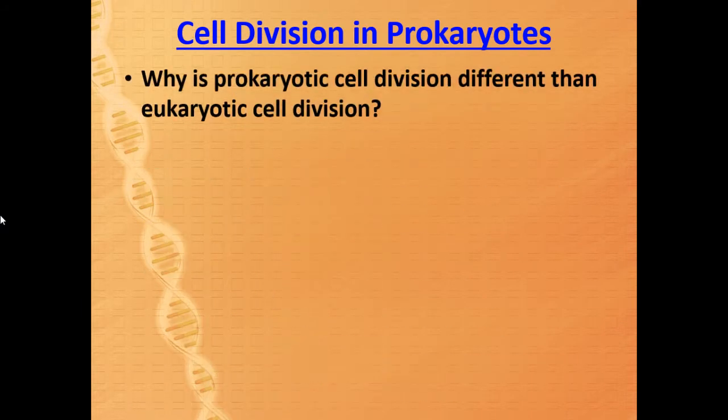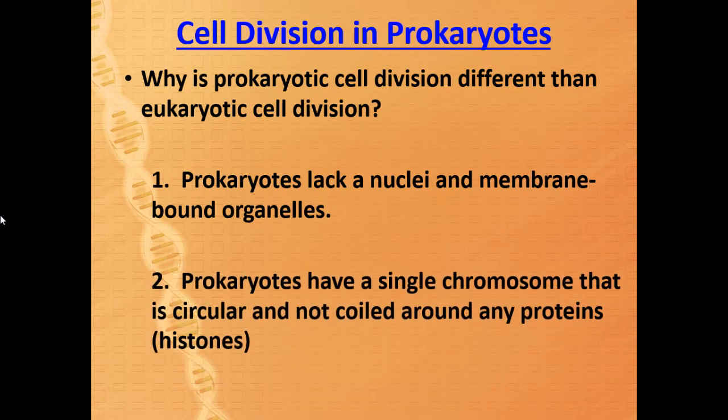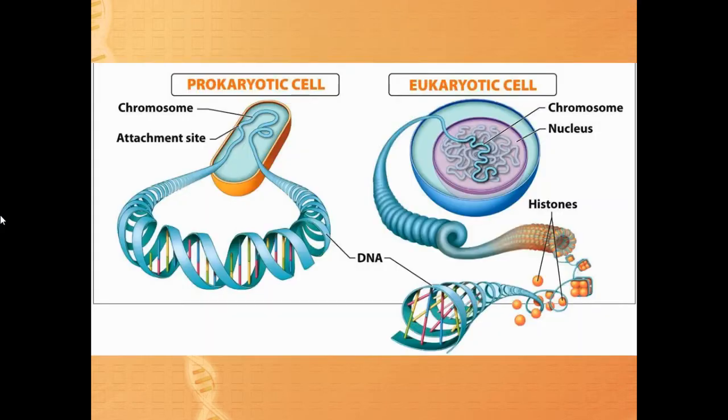So, cell division in prokaryotes. We'll start there because it's a little simpler than eukaryotes. Why is prokaryotic cell division different than eukaryotic cell division? Well, it's different because prokaryotes lack a nucleus and membrane-bound organelles. Prokaryotes also have a single chromosome that is circular, and it's not coiled around any proteins, which we call histones.